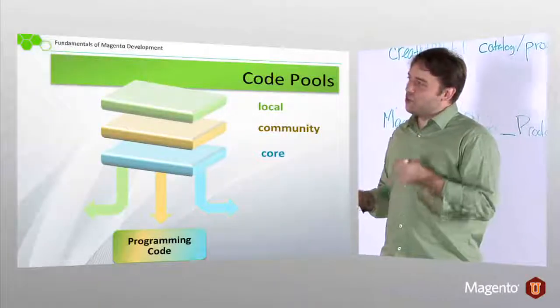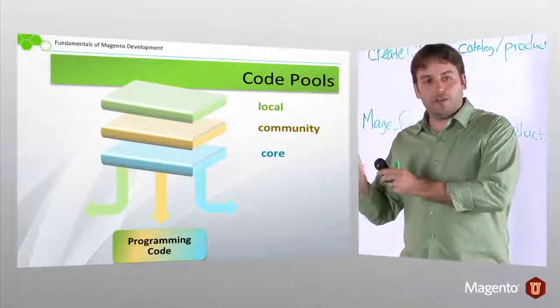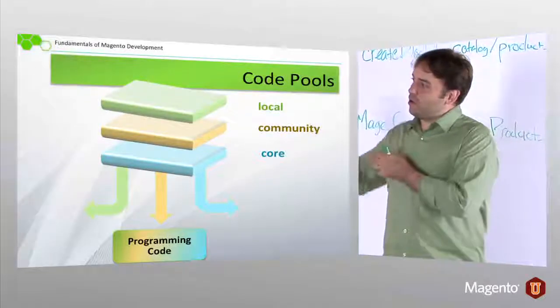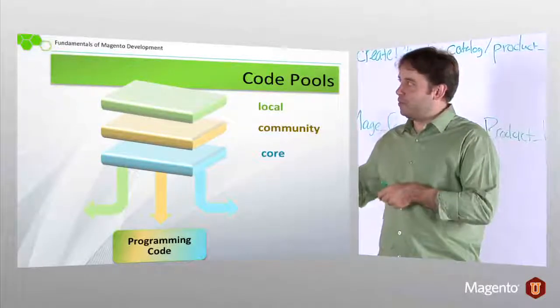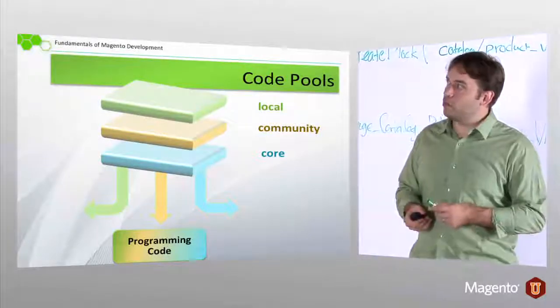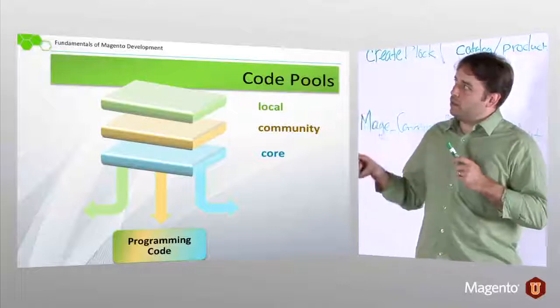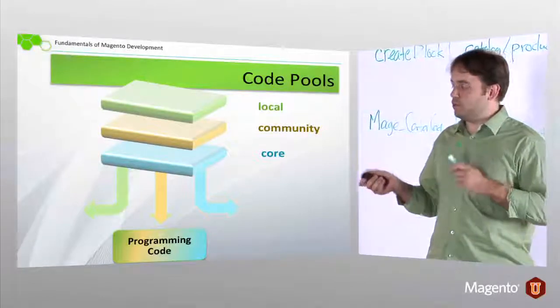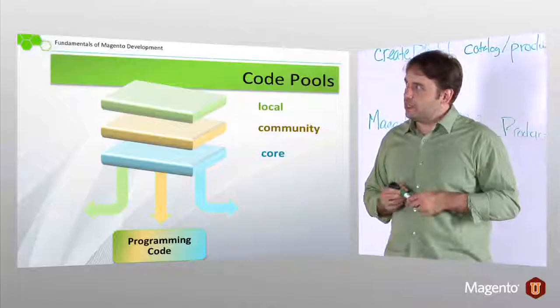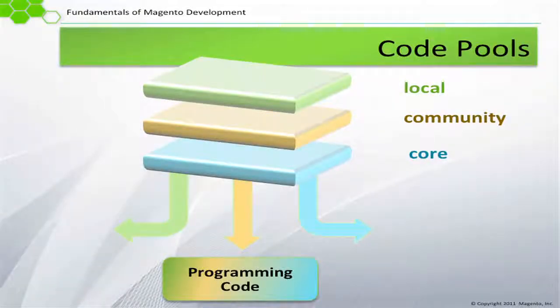Code pools. If you remember earlier, we were talking about the app folder, and we have app/code. Inside app/code are our code pools: community, core, and local, in order of precedence as far as the autoloader is concerned: local, community, and core. What happens with the autoloader is, if you look in Mage, let's take a look at this really fast. This is very, very important.